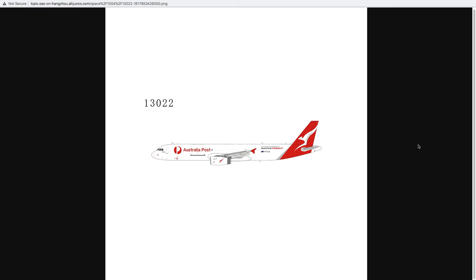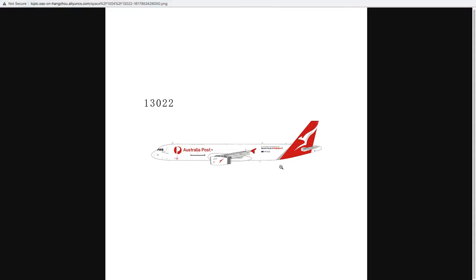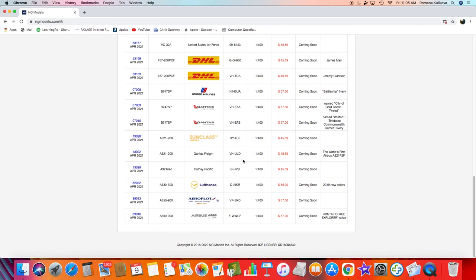But yeah, here we have an Australia Post Qantas Freight 8021. Registration is Victor Hotel Uniform Lima Delta. There's not really much to say about it. It's painted in Qantas livery. They just took the livery off of the fuselage and plastered Australia Post on it. But yeah, registration is Victor Hotel Uniform Lima Delta, VHULD. It's 1-400 scale, the price is $45.59. Oh, it's also the world's first 8021 freighter. That's interesting. That's good to know.